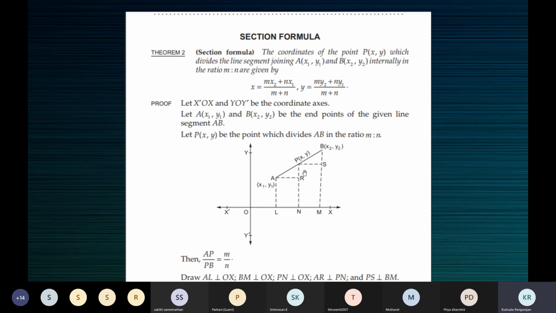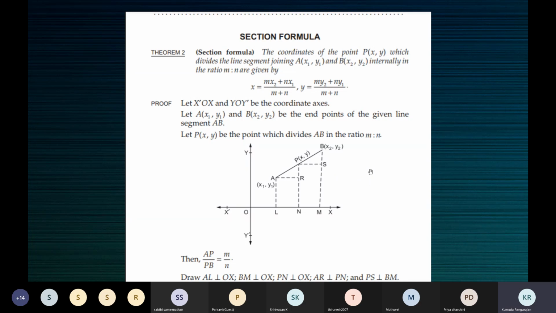So the section formula will help us find the x coordinate of P and the y coordinate of P. And what is P? P is a point that lies on the line segment AB. Since it lies on the line segment AB, it divides AB in some ratio, and here we call the ratio m:n.